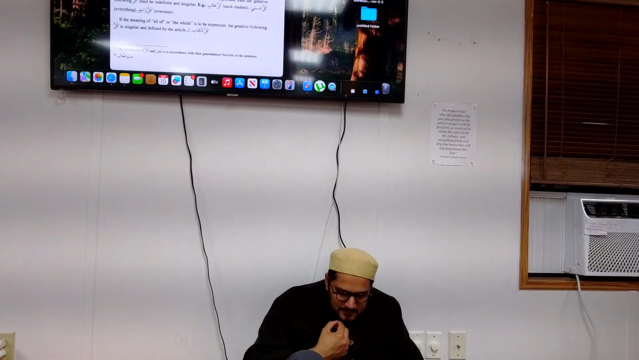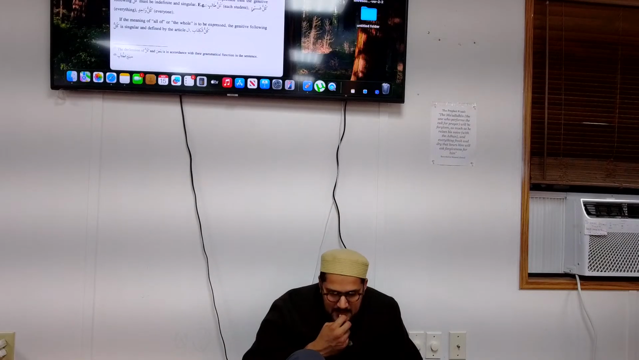Kullu may also be replaced by jami', like jami' al-tullabi. If the meaning of each or each one of is to be expressed, then the jar following kullu must be indefinite and single. Example, kullu talibin, like kullu shay'in. This is when you want to point out each and every single individual.